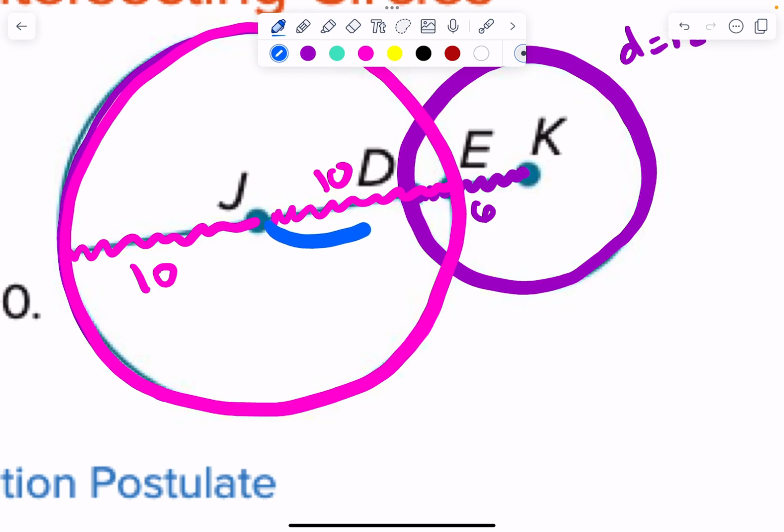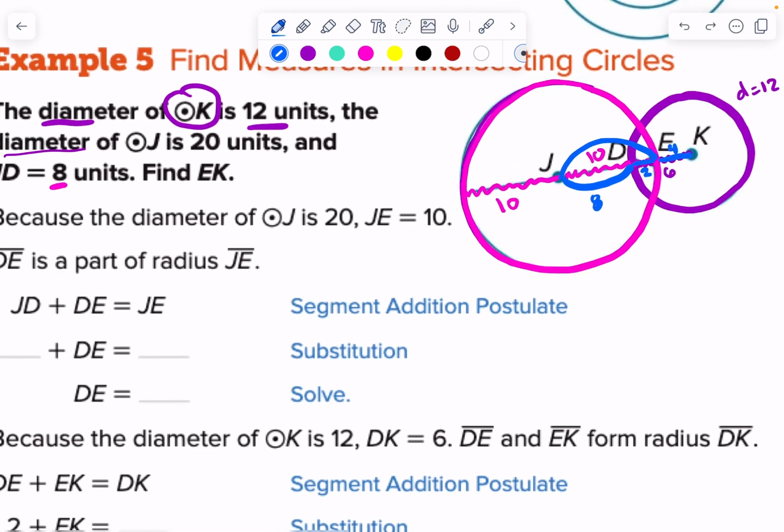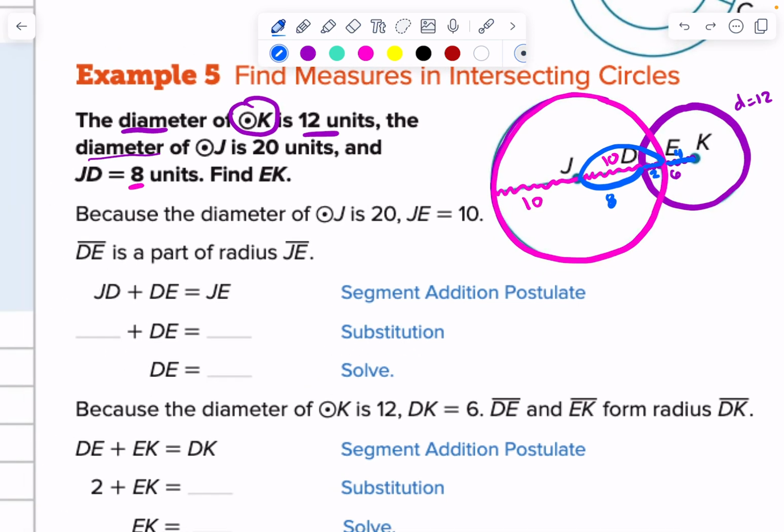So this isn't a terribly hard problem. It's just hard looking at it and seeing what all they're labeling. From there to there is 8, but I know from here to here is 10. That means this part must be 2. This little bit in the middle must be 4, in order for them to add up to 6. So it's not that hard. We just have to find our labels.